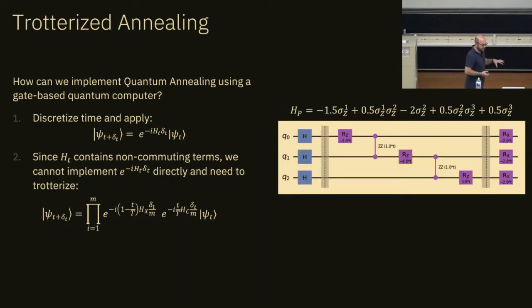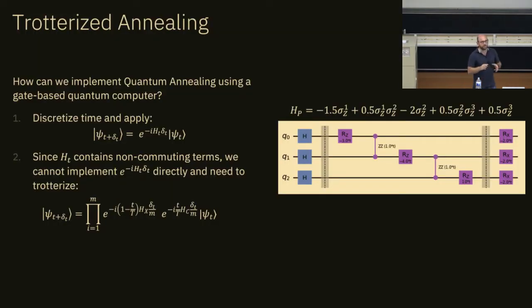Now, there we assume that we can apply this Hamiltonian directly to the system. Now let's talk about how we can implement this on a gate-based quantum computer. For that, you apply trotterized annealing. The first thing we do is discretize time, so we do discrete time steps delta t. For every delta t, we apply this time evolution operator for a constant Hamiltonian. Since the Hamiltonian consists of two parts, the problem part and the mixer part, and they do not commute, we also have to trotterize because we cannot implement this operator directly.